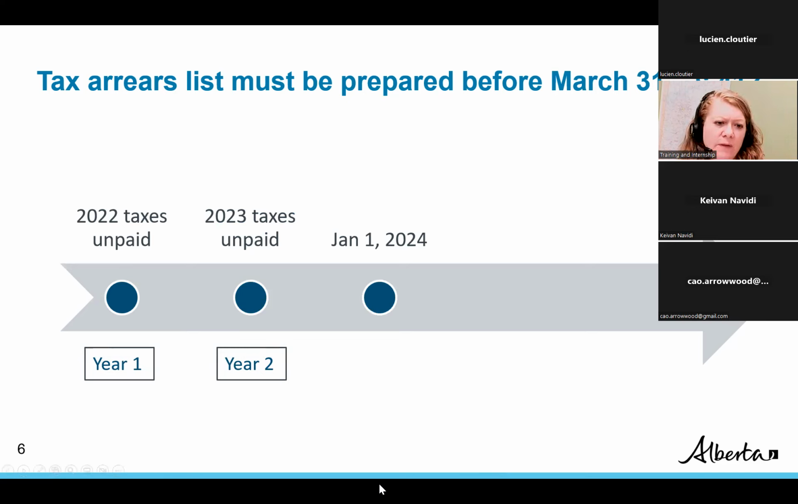A simple rule of thumb in this is this question: since the taxes were imposed on this property, have they seen January 1st twice? If the answer is yes, then it is added to the arrears list. So on this diagram, 2022 is considered year 1 and 2023 is considered year 2. The taxes on these properties will have seen January 1st twice and must go on to the list.